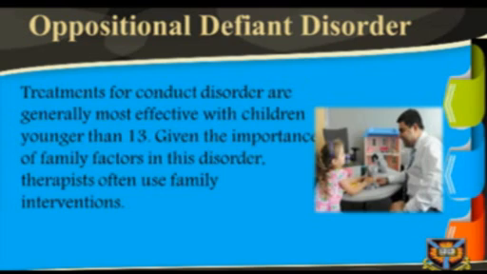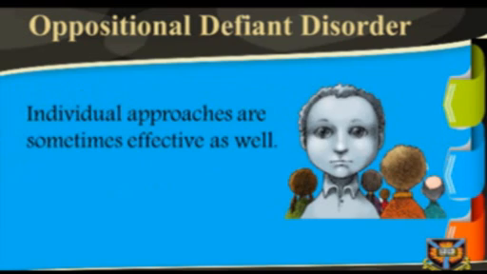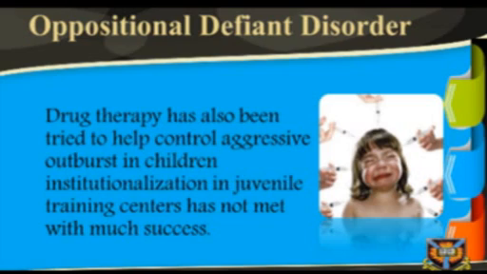Treatment for conduct disorder is generally most effective with children younger than 13. Given the importance of family factors in this disorder, therapists often use family interventions. Sociocultural approaches such as residential treatment in the community, programs at school, and group therapy have also helped some children improve, Fairs, 2003. Individual approaches are sometimes effective as well. Drug therapy has also been tried to help control aggressive outbursts in children. Institutionalization in juvenile training centers has not met with much success.